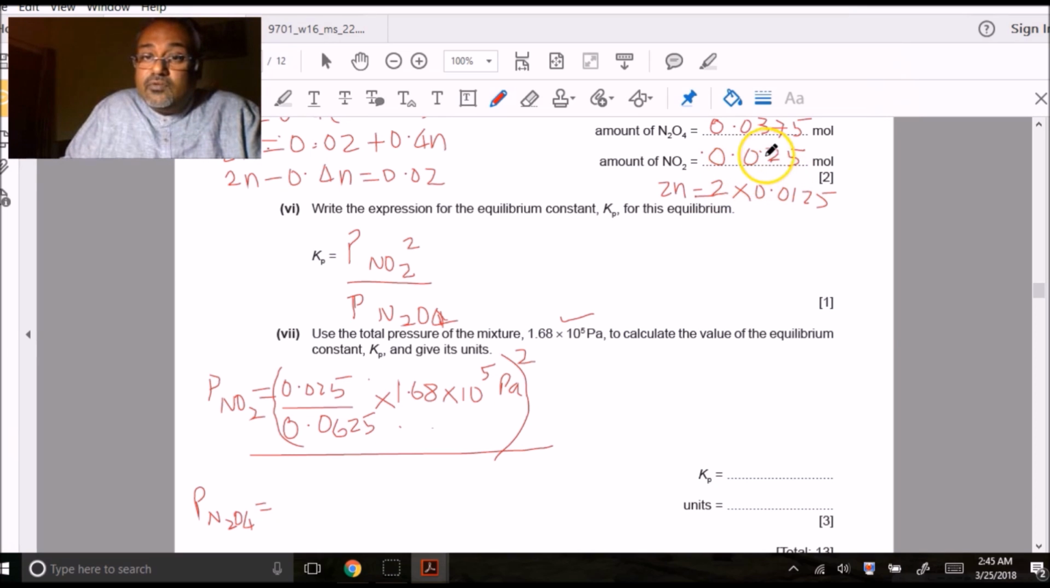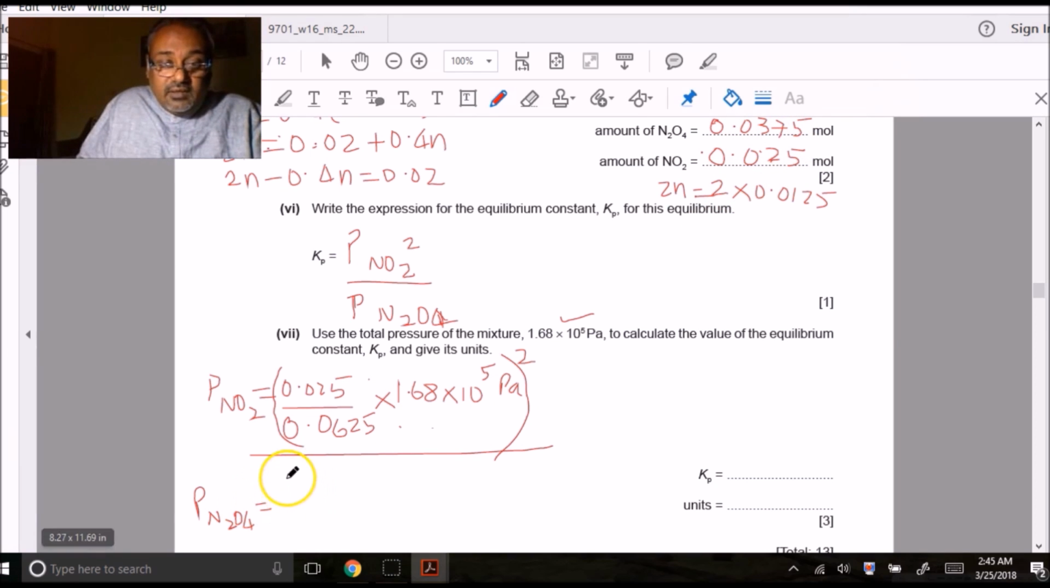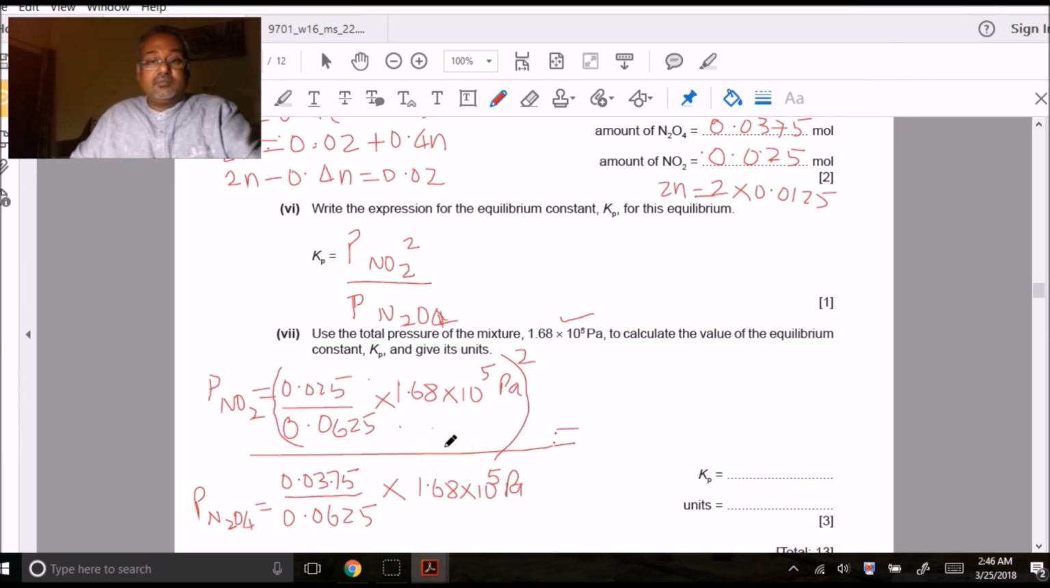The amount of N2O4 is 0.0375. This is 0.0375 divided by the total of these two, which we already did here, which is 0.0625, times the total pressure, 1.68 times 10 raised to power 5 Pascal. And so that's basically what I have to do. I need to solve this out. There is no power to this one, and once I solve this whole thing out, since the answer is in Pa, I can get the answer.